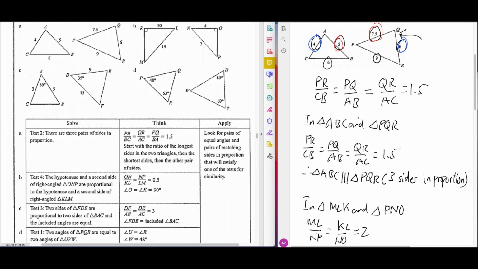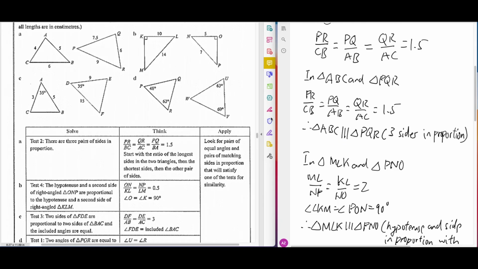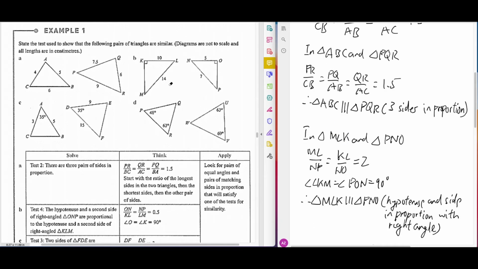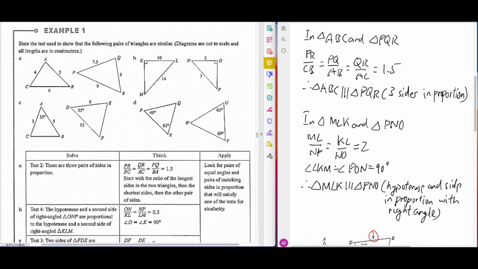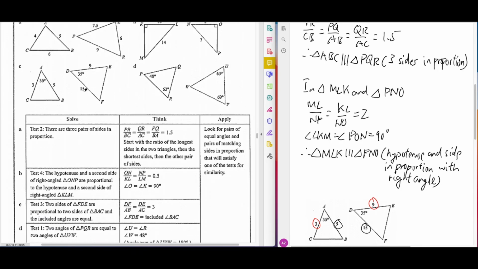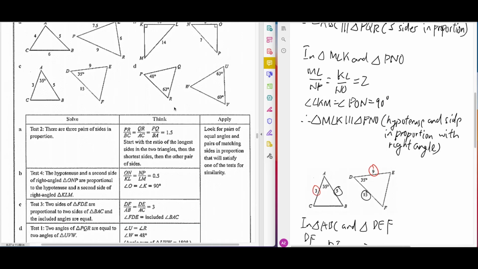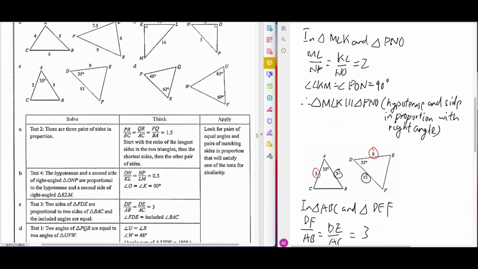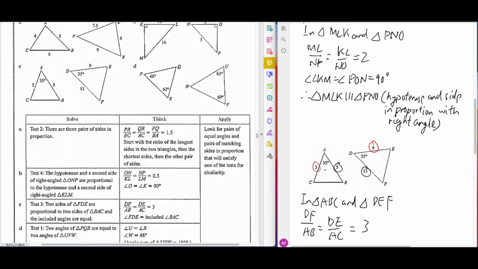The second one is probably the most rare one you'll find, and it's the one with the longest reasoning. The second one basically says if you have the hypotenuse that's in proportion, and then one other side that's in proportion, plus a right angle, they're also similar. So the reason for that is hypotenuse and side in proportion with right angle. Okay, so that's the reason for the second one. The third one is the SAS equivalent, but in similarity terms, when you have 2 sides in proportion. So you have 15 and 5. 15 divided by 5 equals 9 divided by 3. 2 sides in proportion with the included angle that's equal.